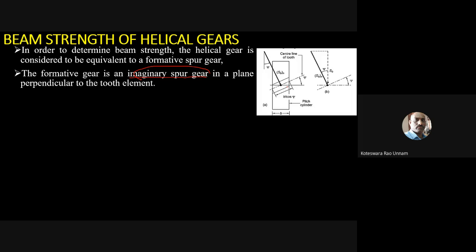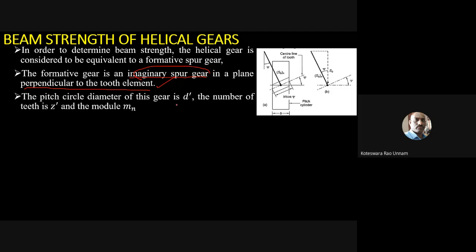If you go for the plane parallel to the tooth element, or the plane of rotation, then it is not going to be an equivalent spur gear. So here we are considering this imaginary spur gear in the plane perpendicular to the tooth element. The pitch circle diameter of the gear is D dash, the number of teeth is Z dash, and the module is Mn.